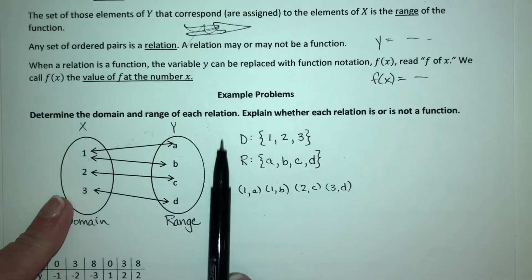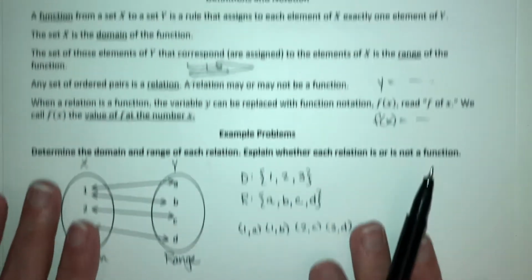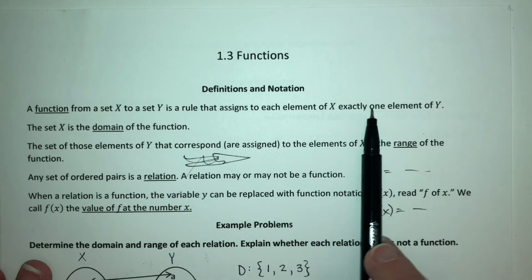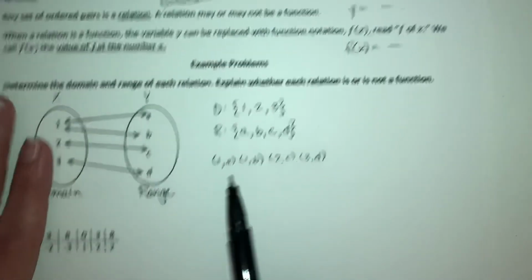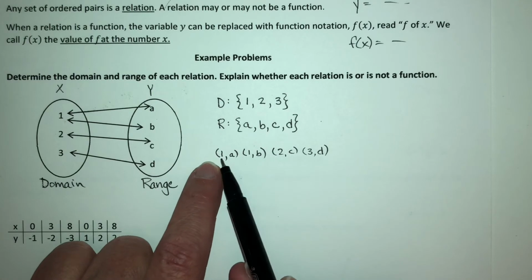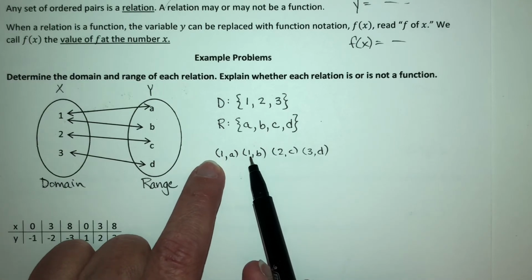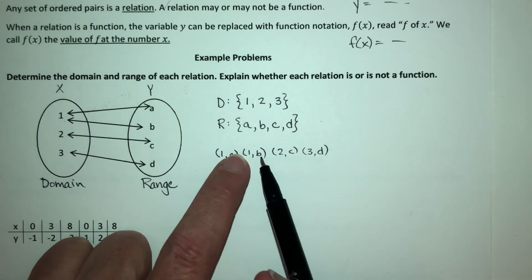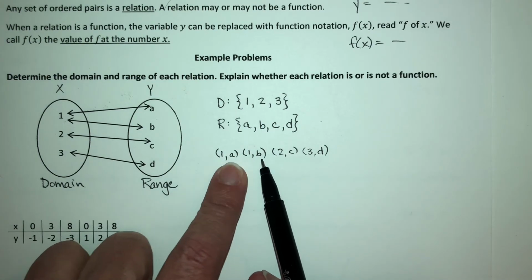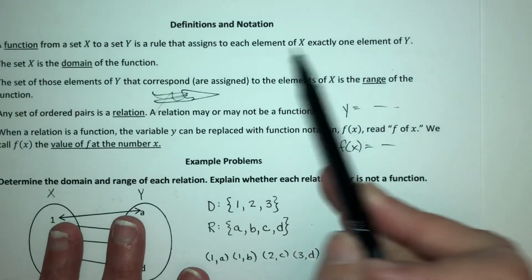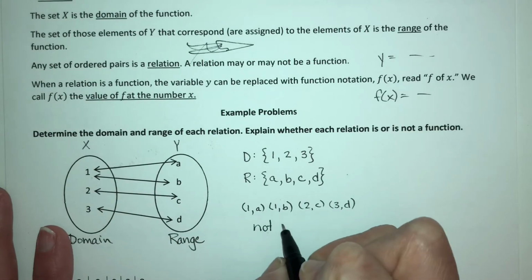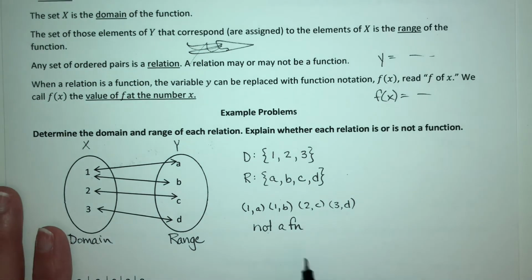Now, when we're determining whether or not we have a function, what it says is that each element of x has exactly 1 element of y. Right here, this is an element of x. I have 1 here and 1 here. And it is associated with 2 different y values. So this does not fit this definition. This is not a function.